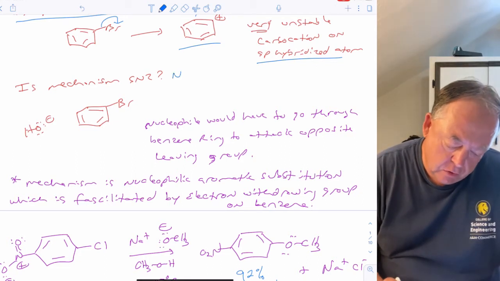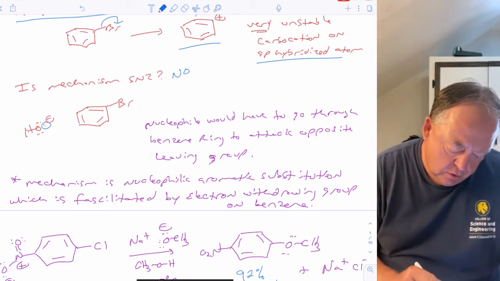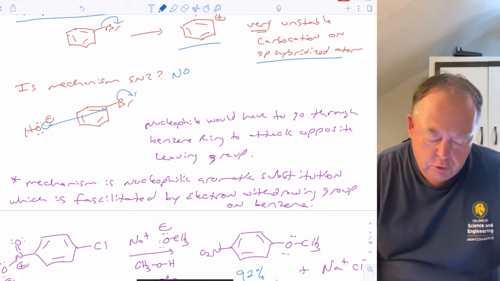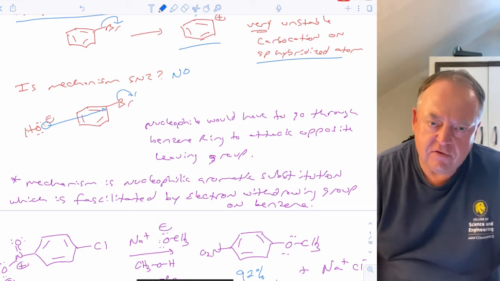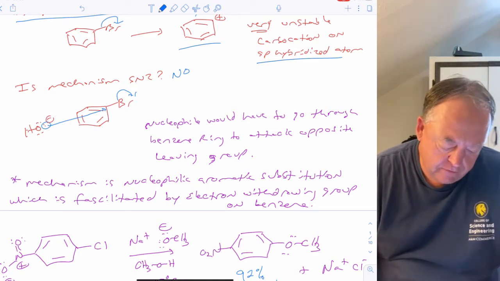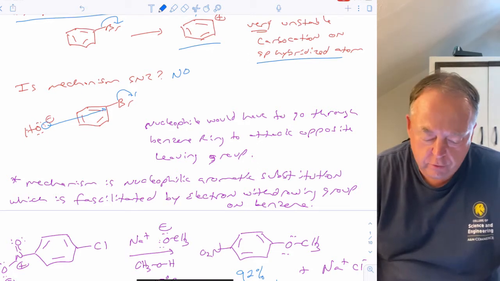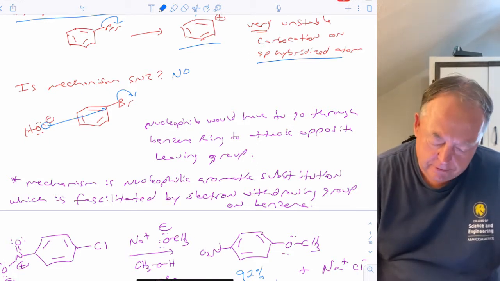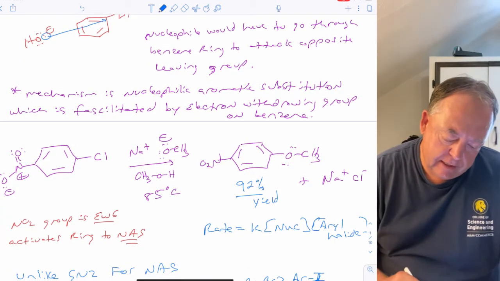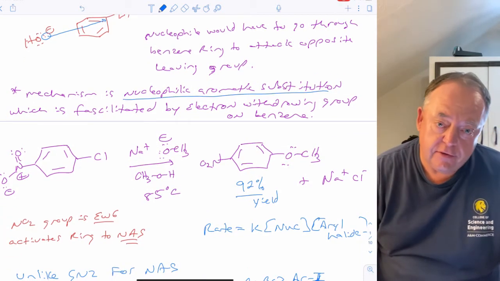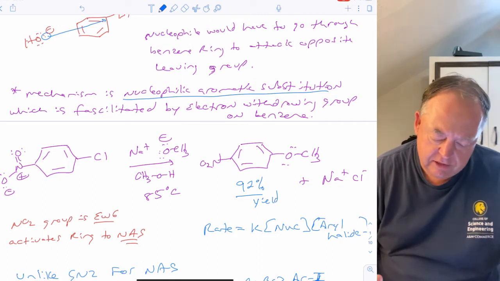Could it do an SN2 mechanism? Well, the answer is no, because to do an SN2, if you remember how SN2 reactions work, the nucleophile has to attack opposite the leaving group. And since the benzene is flat, the only way that would work would be for the nucleophile to go through the ring, and obviously that's not going to happen. So the mechanism for nucleophilic aromatic substitution is different than SN1 and SN2.